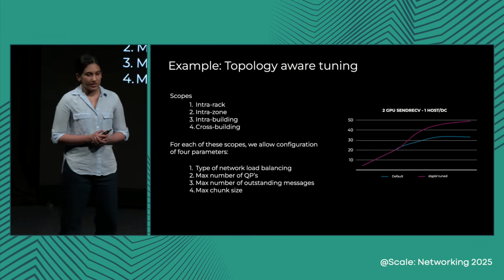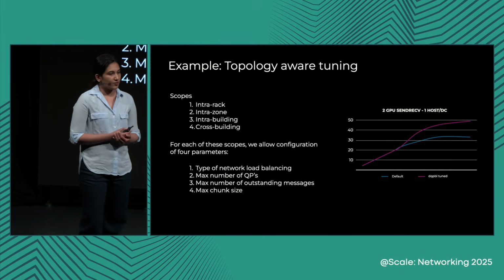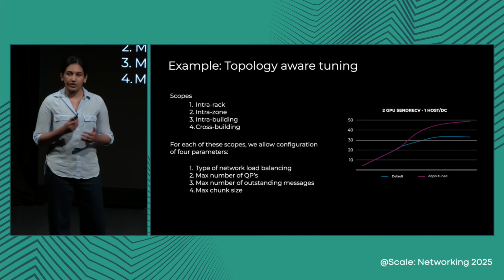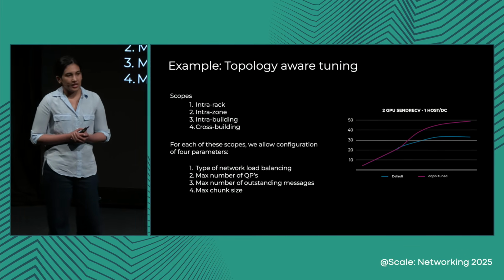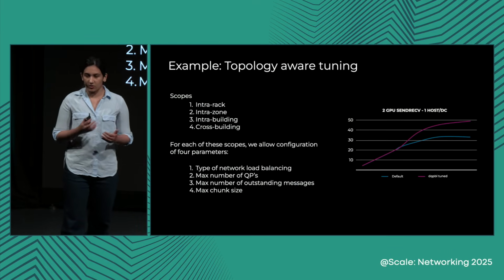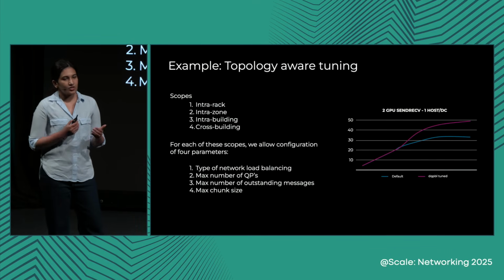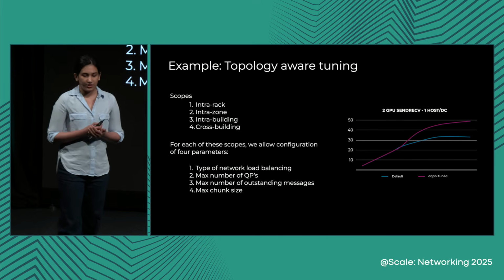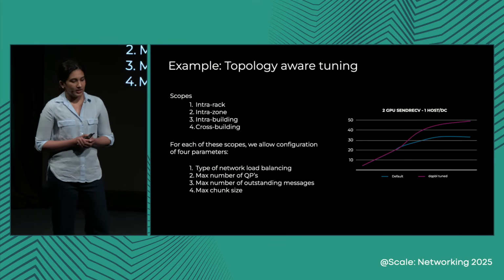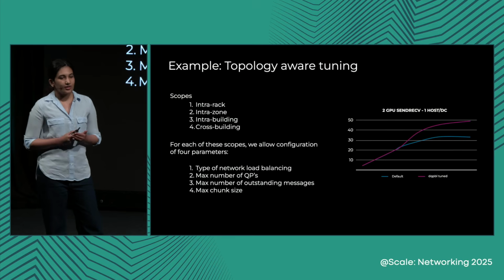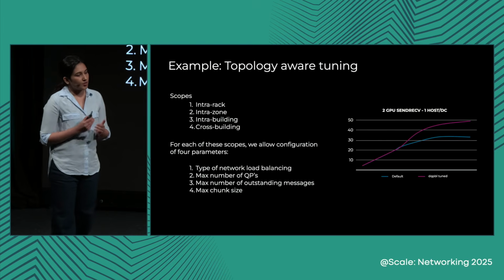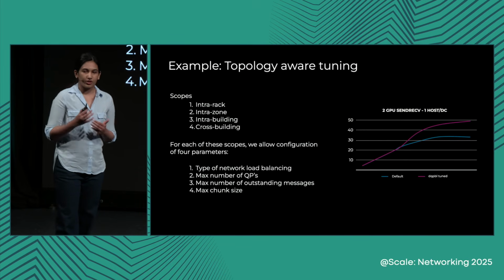So let's look at some of the results of our custom transport and how it compares with the baseline NCCL. DQPLB is designed in such a way that the topology awareness is built into it. It has knowledge of where the ranks are located with respect to each other. So using this topology information, we can configure each virtual connection differently. We provide 4 scopes: intra-rack, intra-zone, intra-building, and cross-building. By tuning these transport parameters on a per-network scope basis, we can achieve optimal performance on both long and short data haul paths alike.